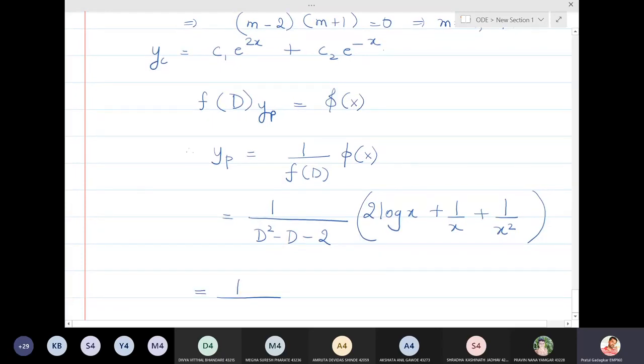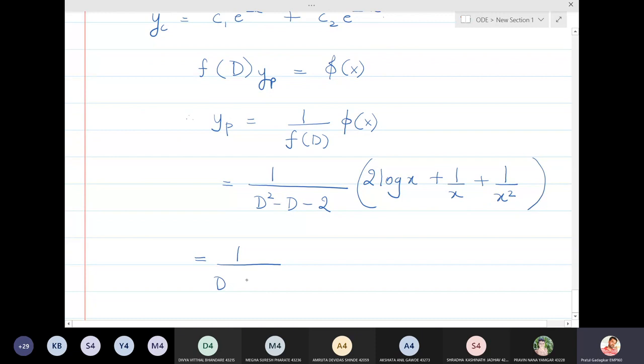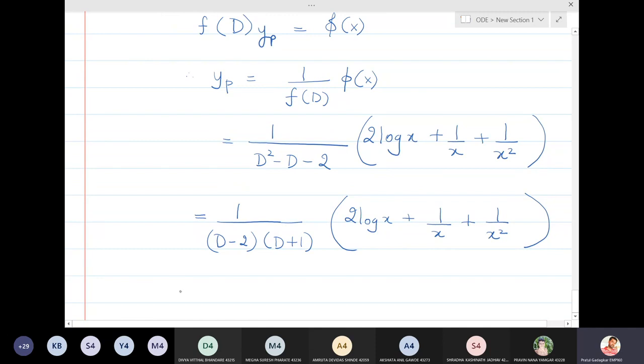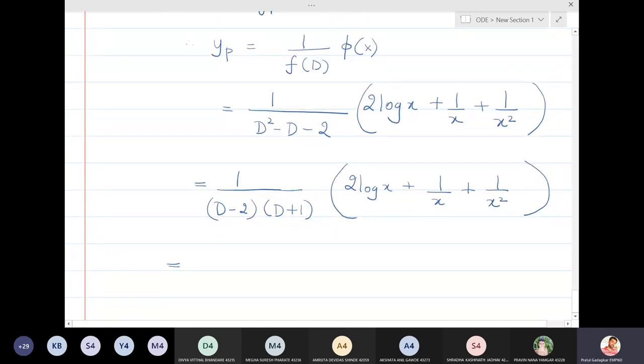Factorize f(D), which is (D minus 2) into (D plus 1), of 2 log x plus 1 over x plus 1 over x squared. Now here again a question comes: should I write it as (D minus 2) into (D plus 1), or should I write it as (D plus 1) into (D minus 2)? Should I shift them or should I not shift them? Now we know that 1 upon D plus 1 means m is minus 1.